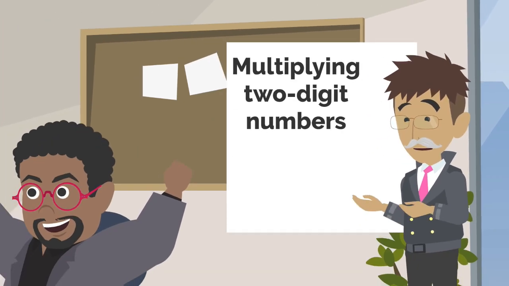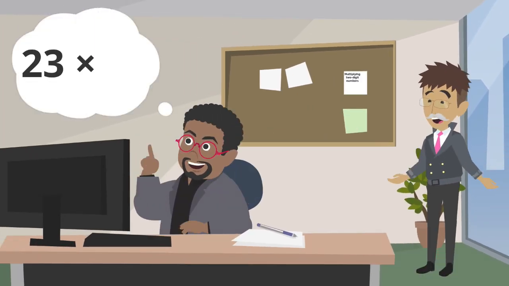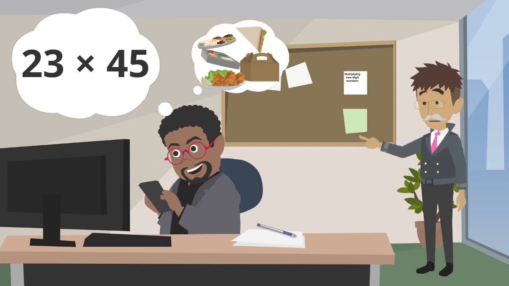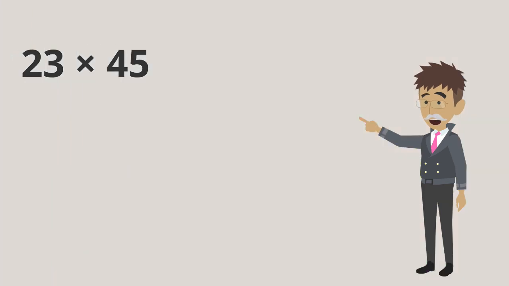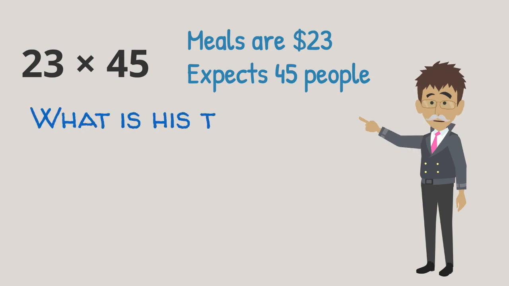Let's tackle 2-digit by 2-digit multiplication, like 23 times 45. Christoph is ordering meals for a get-together. The meals are $23 per person, and he expects 45 people to attend. Let's find his total cost.